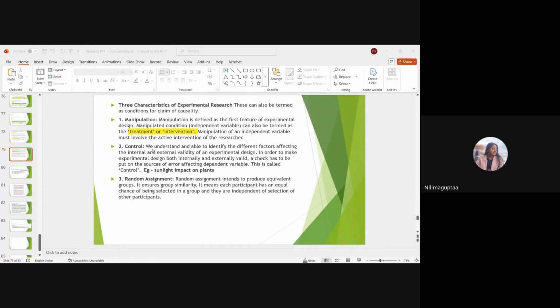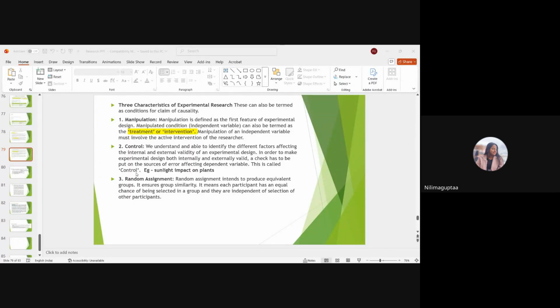Second is control. We understand and are able to identify the different factors affecting the internal and external validity of an experiment design. In order to make experimental design both internally and externally valid, a check has to be put on the sources of error affecting the dependent variable.